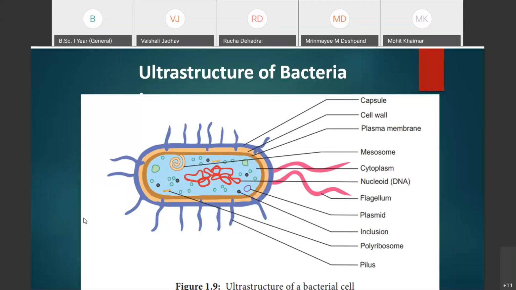Now, after the mesosomes, we are going to discuss the flagella. All of you know that these are the flagella, the locomotory organs. Here you can see two flagella present, and these flagella are the locomotory organs. That means with the help of the flagella, these bacteria can move from one place to another.